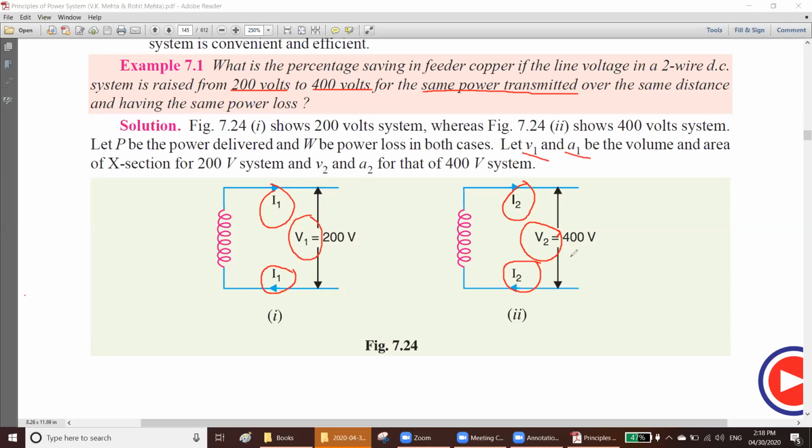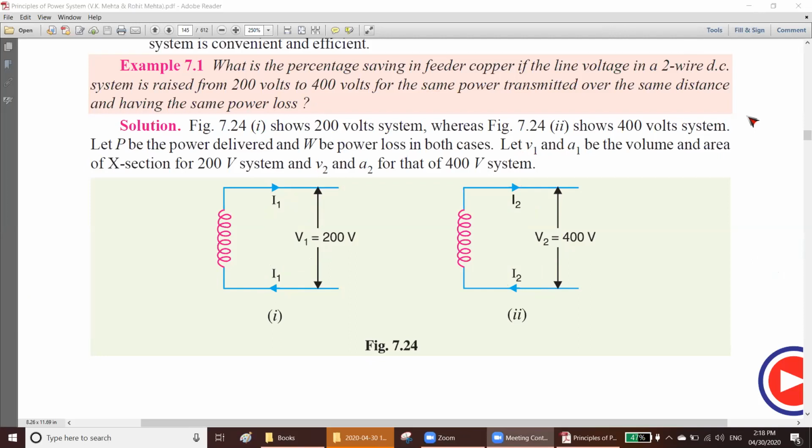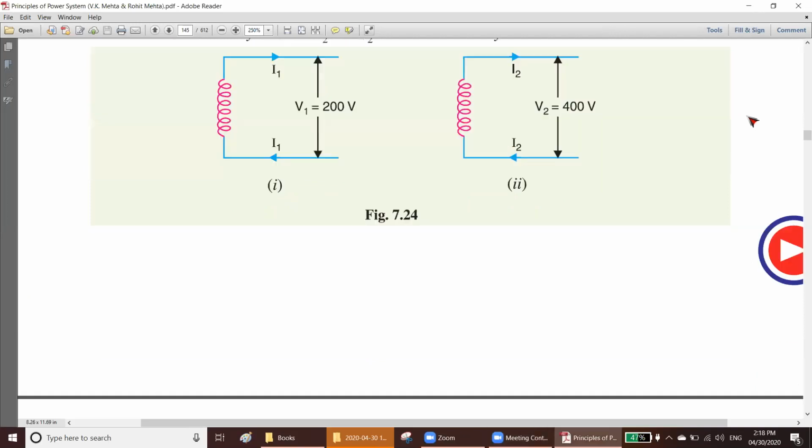For the second system, your voltage is capital V2, your current is I2, your volume is small v2 and your area is small a2, right? Now it's pretty simple. Clear everything? Yes, sir. Okay. Now it is pretty simple.